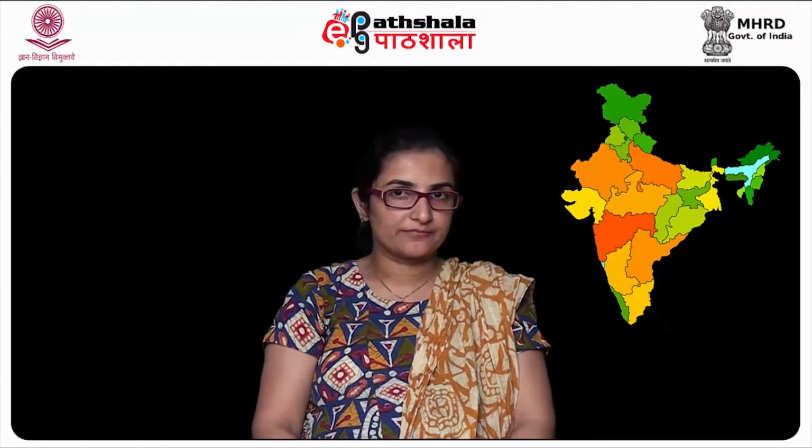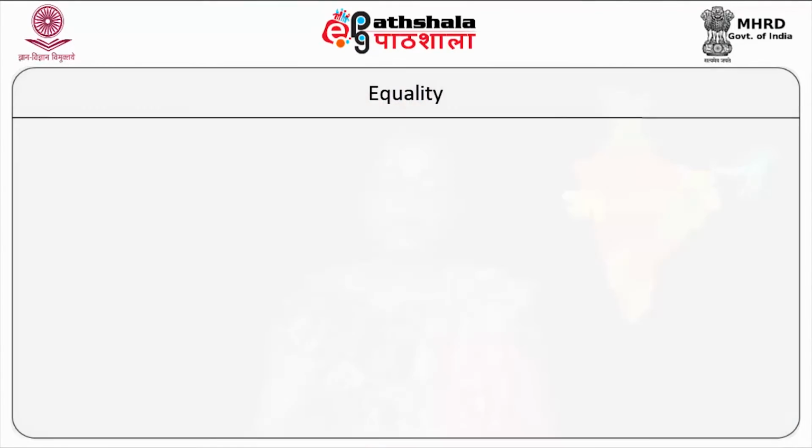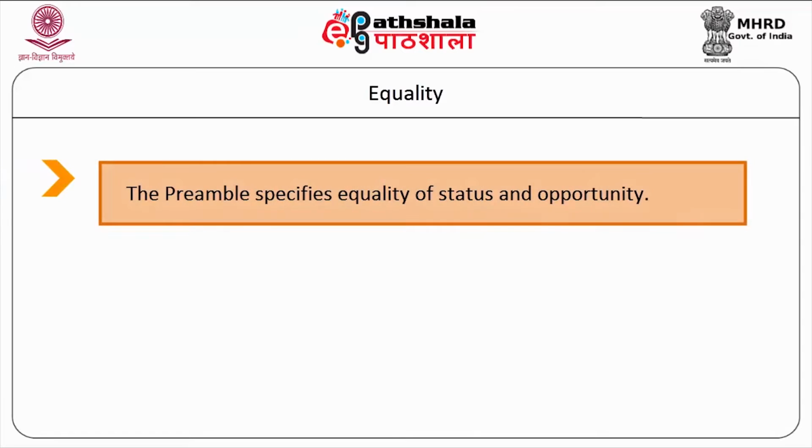Liberty is a sham without equality. Liberty and equality are basically complementary to each other, and both are incomplete without each other. The preamble ensures the equality of status, which means that everybody will be treated equally without any discrimination on the basis of color, caste, creed, sex, etc.